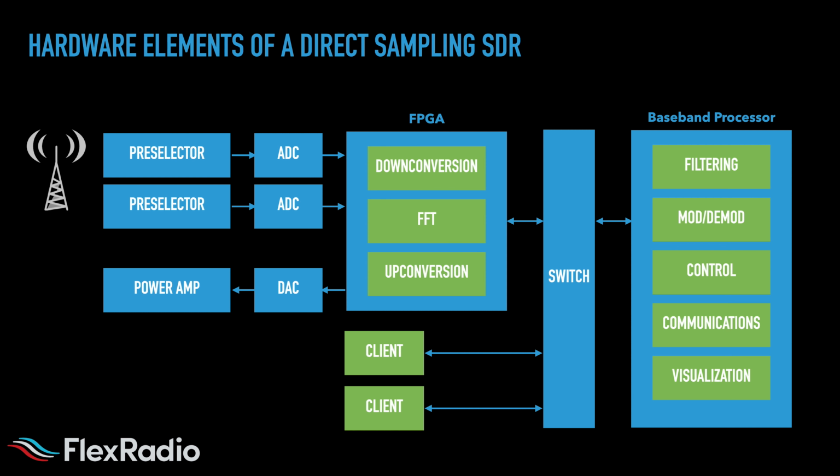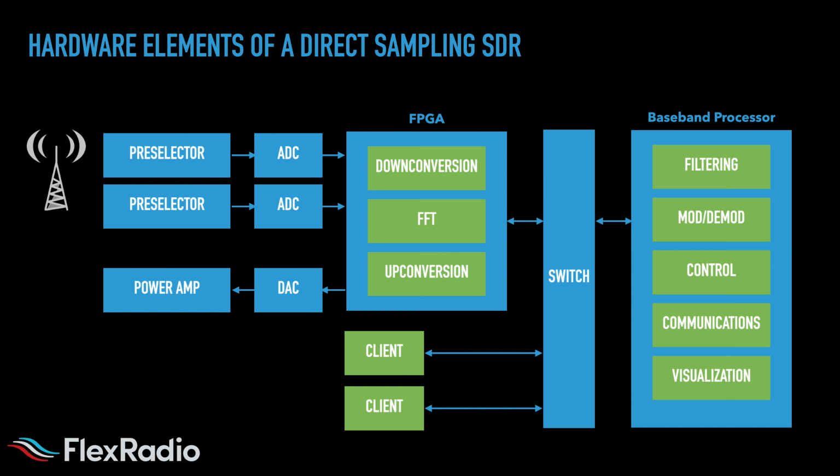And then on the right-hand side, we have our baseband processor, and it's responsible for doing all of the filtering. So if you want to change your filter on voice or CW to a different bandwidth, you want to go from 500 hertz to 100 hertz on CW, all that kind of stuff is done in the filtering in the baseband processor. We do the modulation and demodulation, so anything that takes the spectrum and converts it from raw samples into AM, FM, CW, sideband, all those kind of things are done in the baseband processor.